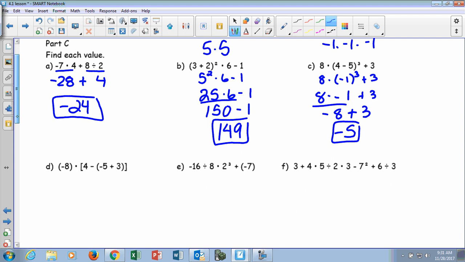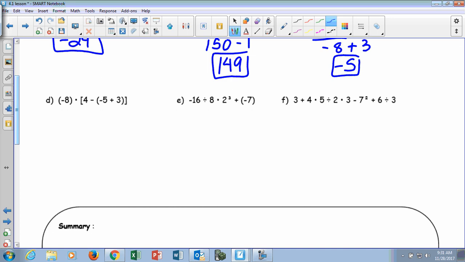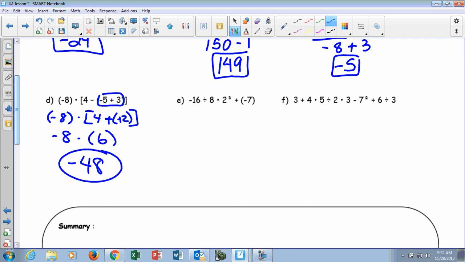Okay. Moving to the bottom row. So E and F ended up being whole numbers, by the way, integers. So now we got kind of a double parenthesis. So this is where we're going to start. Inside the bracket, we are going to do this parenthesis first. So what's negative 5 plus 3? Negative 2. Now I still got to do the brackets, which is like a parenthesis. So what happens when I have 4 minus a negative 2? Remember, we add the opposites. So what's the opposite of negative 2? Positive 2. So it ends up being 4 plus 2, and then negative 8 times 6 is negative 48. How many people got negative 48? Good.